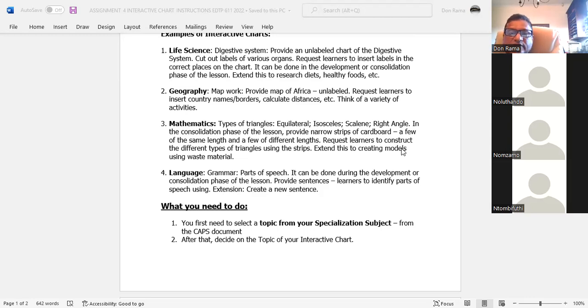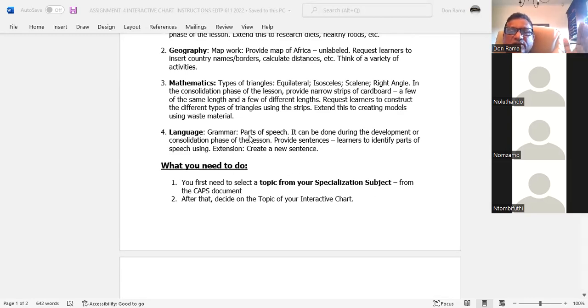That is interaction. For language, grammar, parts of speech, it can be done during the development or consolidation of the lesson. You provide the sentences, and the learners will identify the parts of speech used, right? So you can have sentences, you have your parts of speech on separate labels, and they can come and put in the labels on the parts, on the sentences.